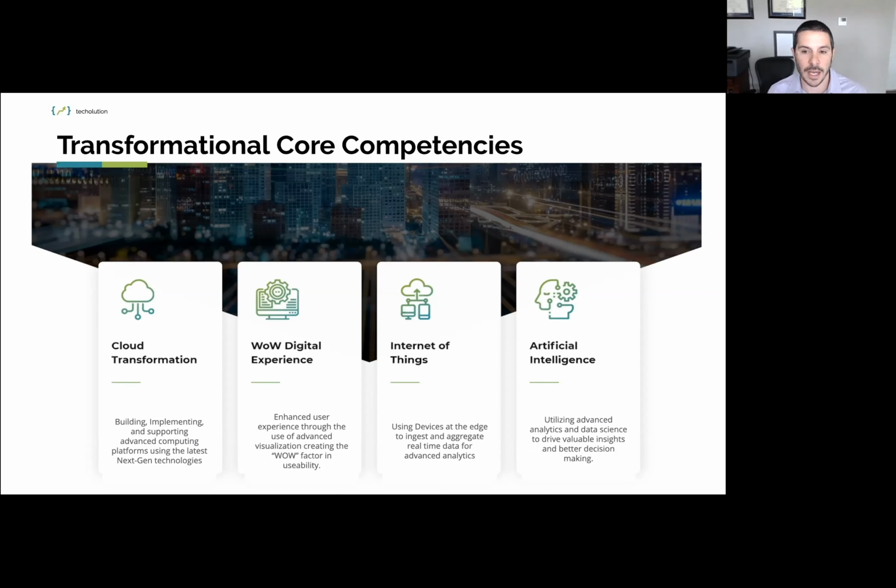And then finally, our AI, which is, it's really tough to do IoT without AI to make sense of all that data. But we utilize advanced analytics and data science to drive valuable insights for better decision making in the industry. So now that you know about us, let's talk a little about the current banking trends.